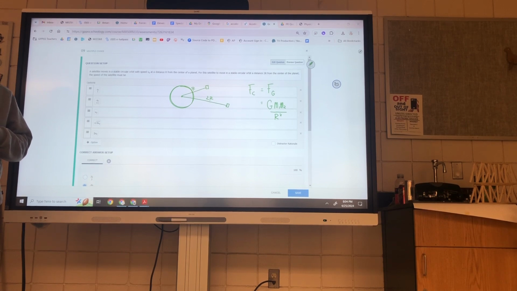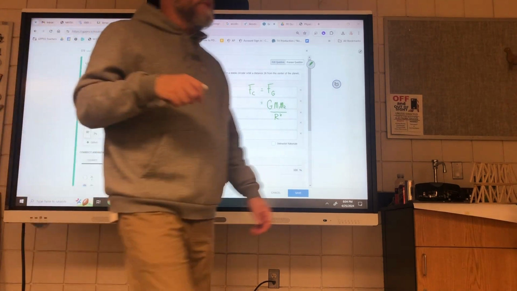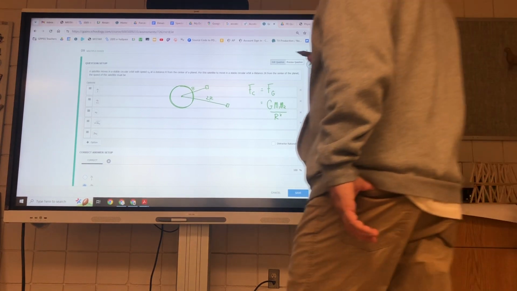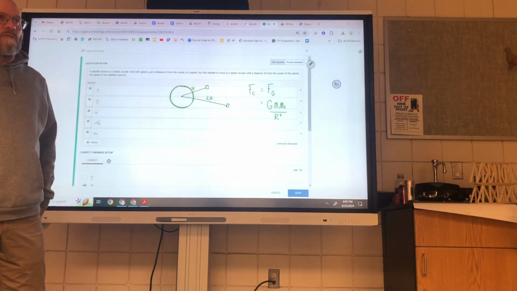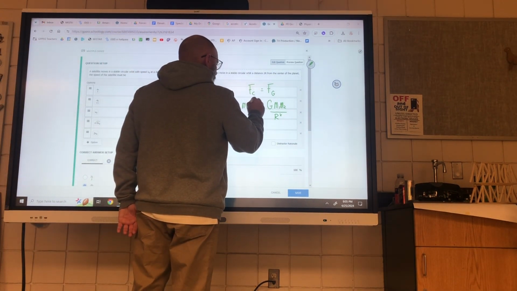Okay? What's our centripetal force formula? Now, if you look at your equation sheet, there's no centripetal force formula on there. There's a centripetal acceleration on here, okay? Right? There's centripetal acceleration, it's v squared over r. You gotta put the m in, so if you have the acceleration, since force is mass times acceleration, right? So I got a little mv squared over r.